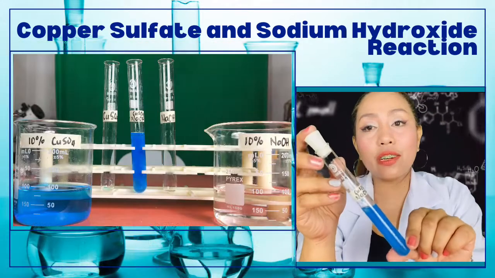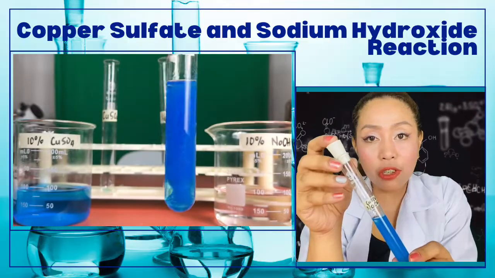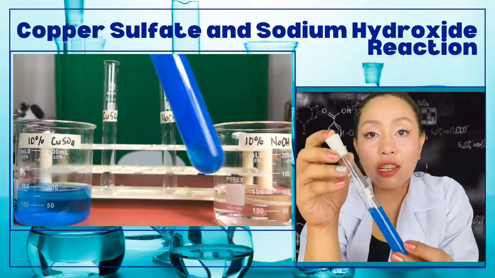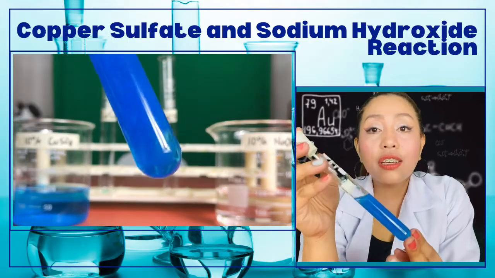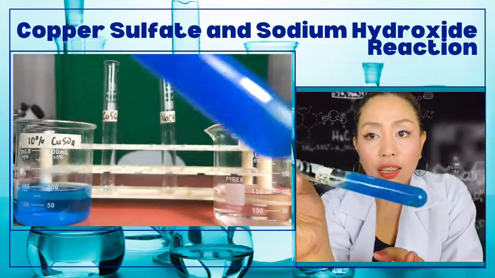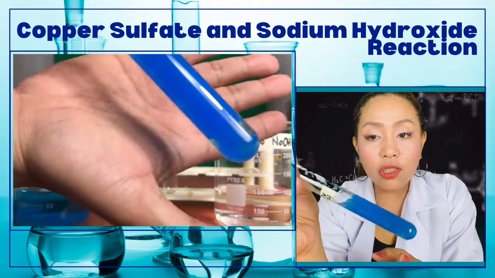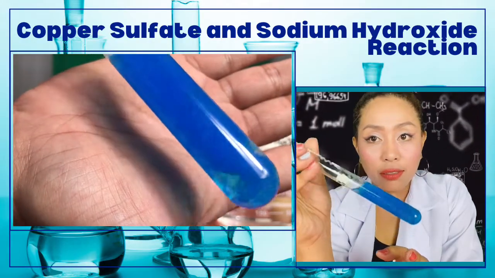Alright, so as you can observe, the combination of the 10% copper sulfate solution and the 10% sodium hydroxide solution results in this. It's like a gel thing inside the test tube. So as you can see, there is a formation of precipitate.